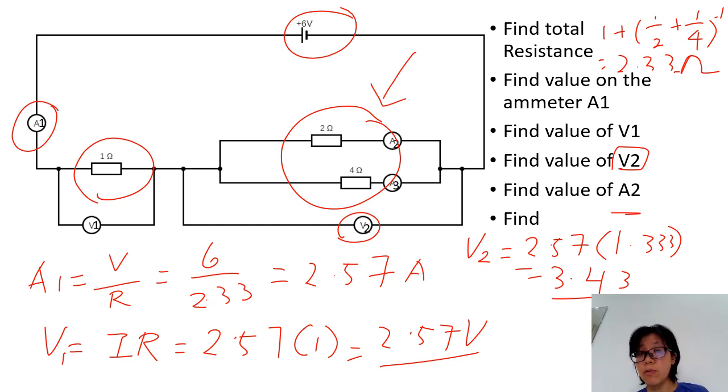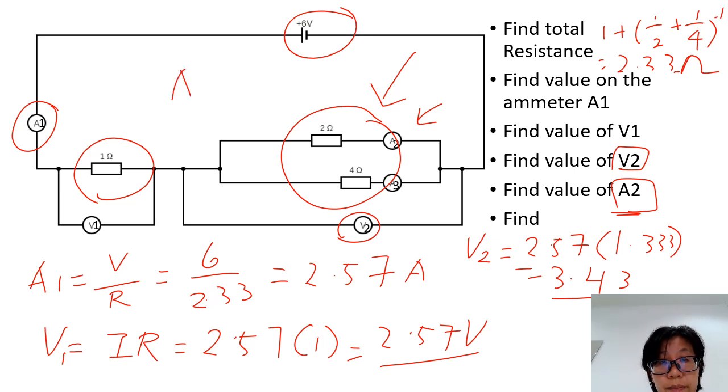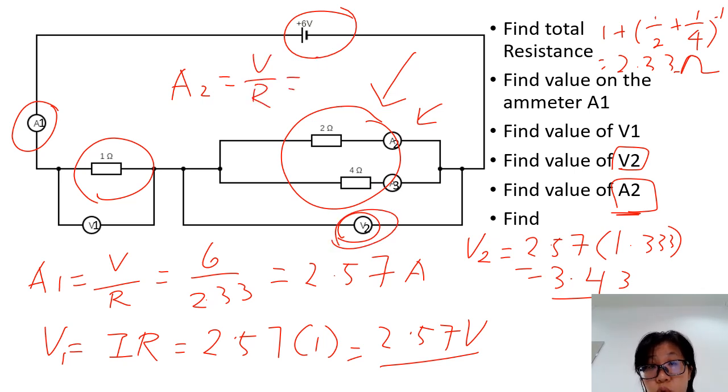So now if you want to find the value of A2, using the same logic that we have learned, to find A2, what you need to do is same thing, V over R. But which V are we looking at? This time it is V2's V, so 3.43 divided by the resistance, which is 2, this would give you 1.72.